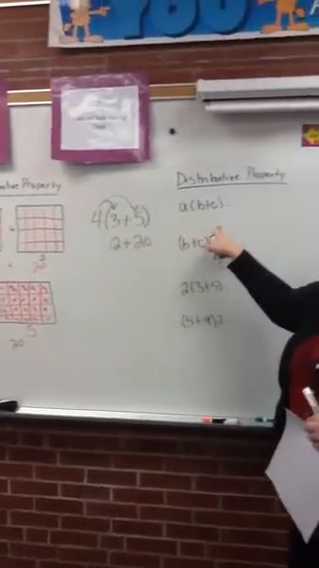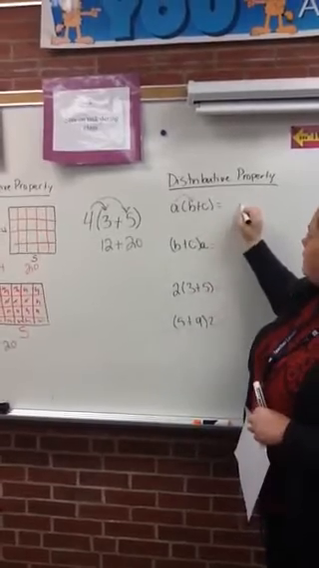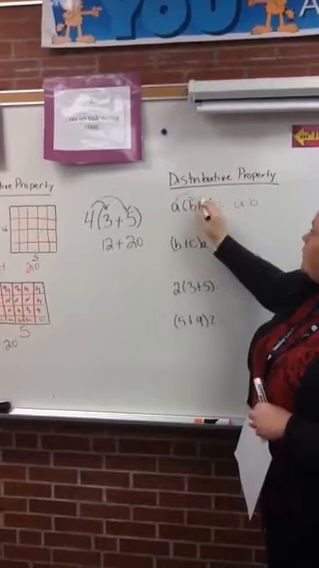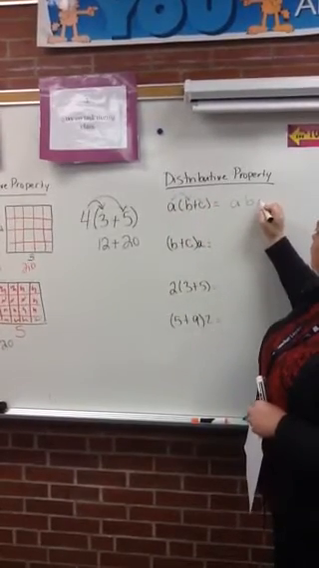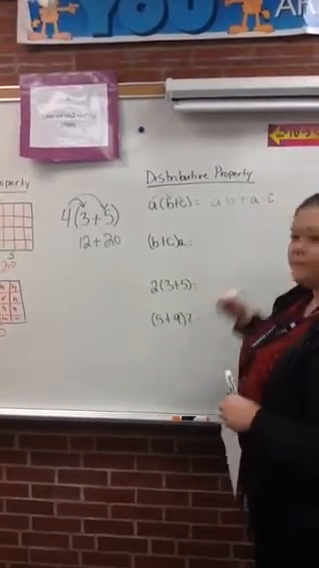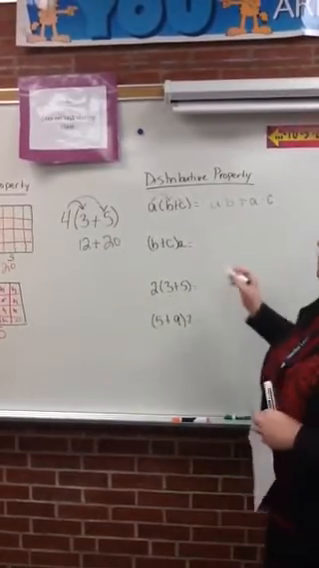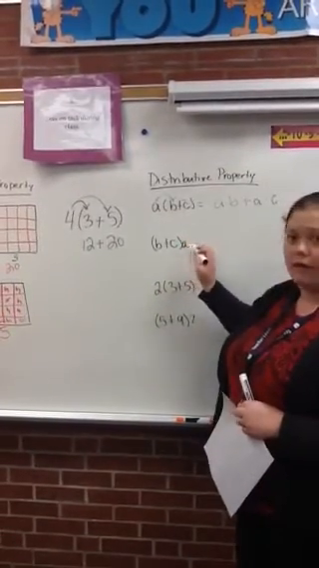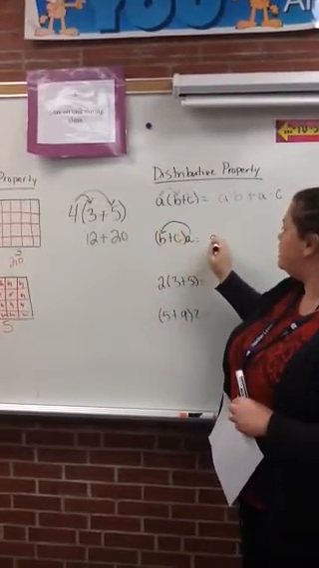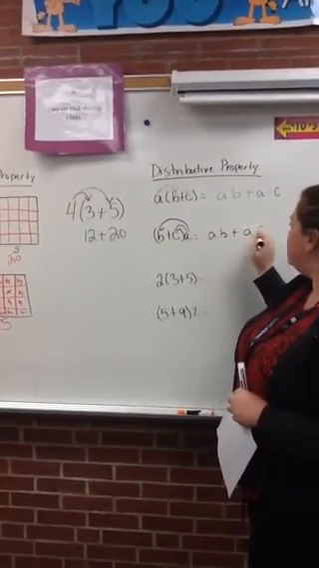So we can also do that with these. If I multiply A and B, I get A times B, or AB. And then I multiply A and C, so AC, plus A times C, and that's your answer. That's the distributive property. You can also work backwards, as long as it's on the outside of the parentheses. So here, I have A times B, plus A times C.